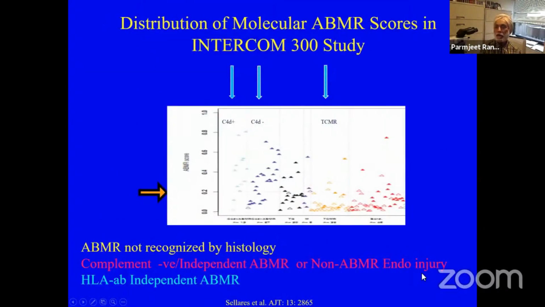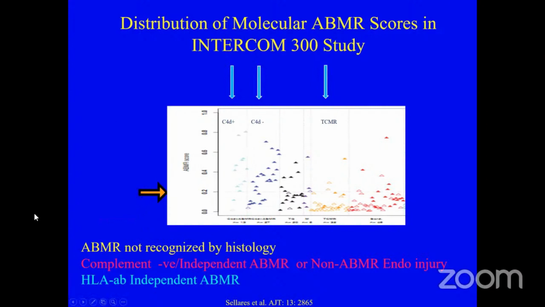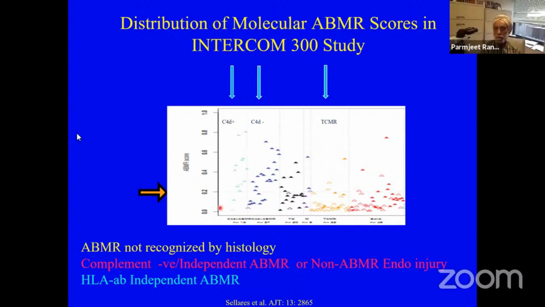Here's an example of the molecular ABMR scores in one of the INTERCOM studies. Can you see my arrow? Let me see if I can turn my pointer on. Okay. All right. So this is the threshold for ABMR, yes or no. And yes, the majority of C4D positive and C4D negative ABMRs can be recognized quite well by this classifier.